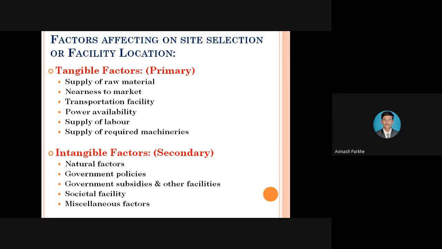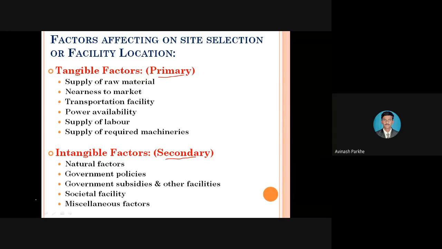Then, factors affecting the site selection and facility location. Which factors are we considering? In that, there are two types of factors. One is called tangible, which is called primary. Tangible factors play a very important role. Therefore, these factors are called primary. Primary means it plays a very important role. Therefore, the tangible factors are called primary factors, and the second factors are called intangible, which are also called secondary.